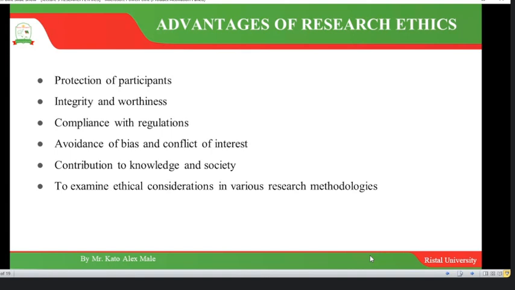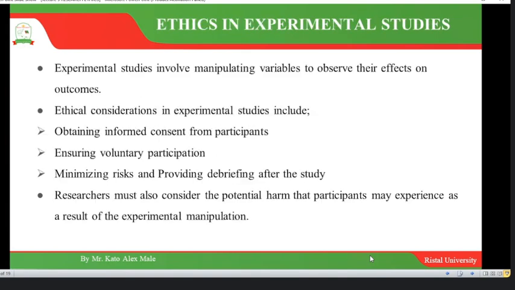Research ethics ensure that the research you are going to carry out will add something to the available knowledge. The other advantage is to examine ethical considerations in various research methodologies. I told you, I provided the research procedure, how they can be ensured among research methodologies. I provided them in the subsequent slides. One, ethics in experimental studies. Now, this is what I've been talking about. These are research methodologies. We saw everything under research designs.